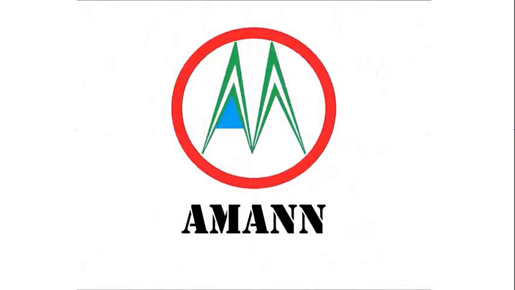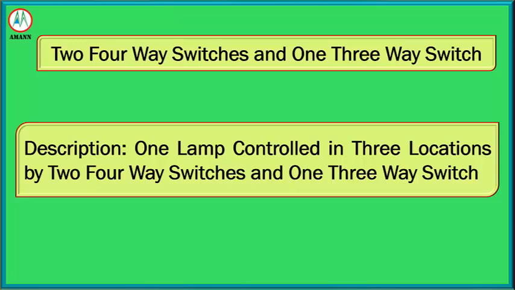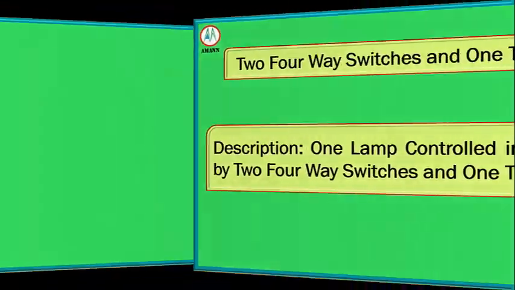Good day everyone. This video is entitled 2 4-way switches and 1 3-way switch. Described as one lamp controlled in 3 locations by 2 4-way switches and 1 3-way switch.